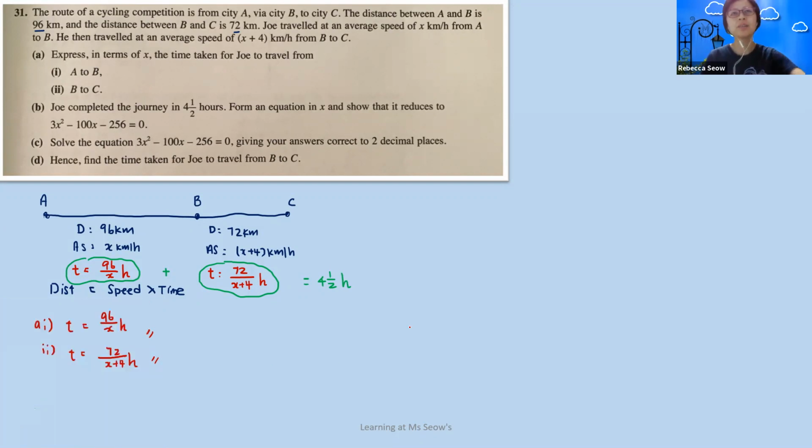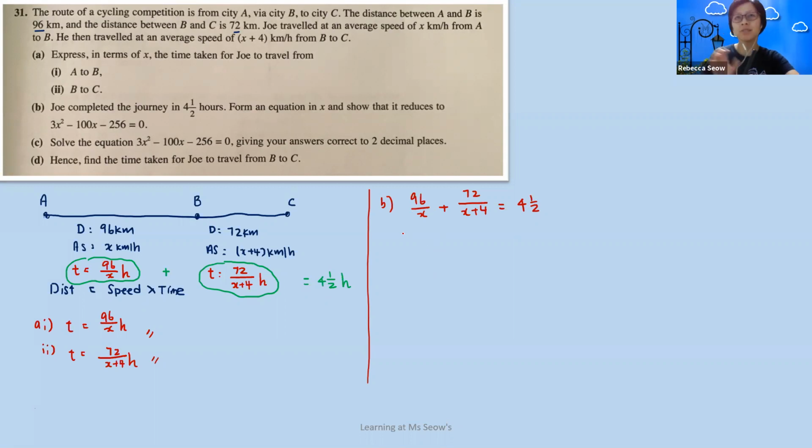So let's try to put them all together. We have 96 over x plus 72 over x plus 4, and that gives you 4.5. Now do a double check that at every term, the units are the same. And in this case, yes, indeed, every term, the unit is hours. How do we manipulate it to form a quadratic equation? Now let's see. You realize that in the quadratic equation that is given in part B, there are no fractions.